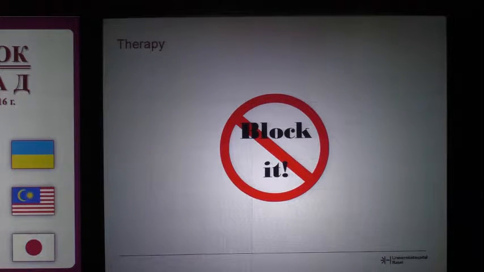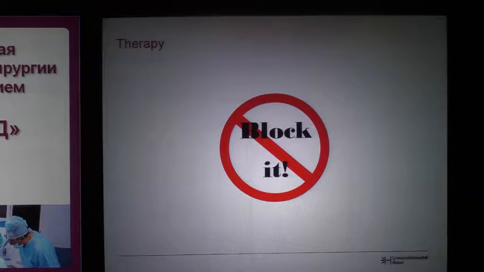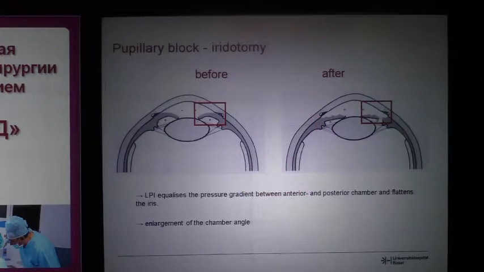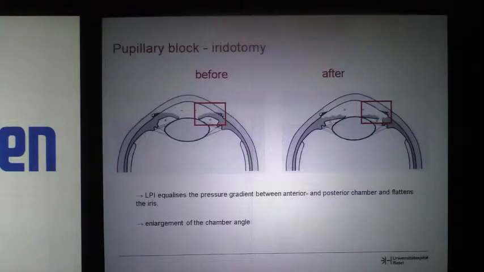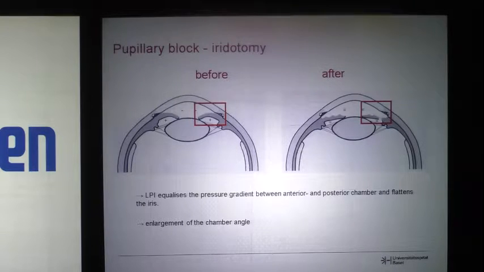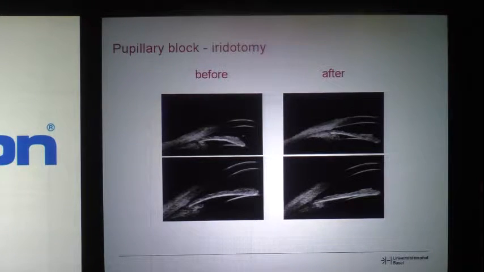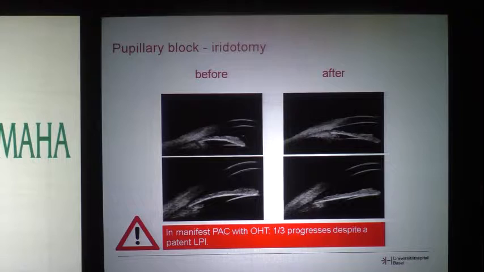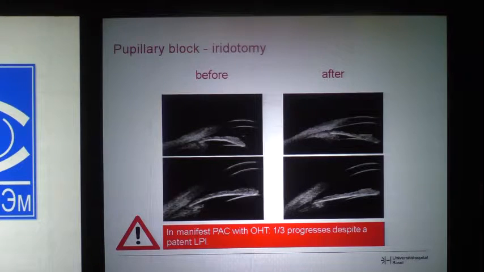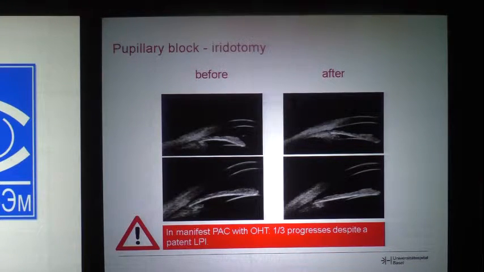So, therapy: we just have to avoid any blockage of that angle and an acute attack. And as we all know, iridotomy is the first therapy we can do. Give first pilocarpine to bring the pupil down. The idea of the iridotomy is to equalize the posterior and anterior pressure, as shown in this slide here. But we still have to keep in mind that about a third of patients who have a primary angle closure and increased IOP, the disease still progresses, even if the iridotomy was successful. So we still have to monitor them for many years.